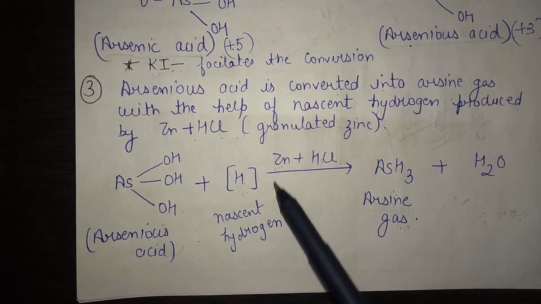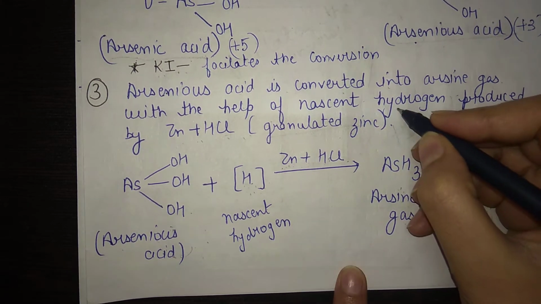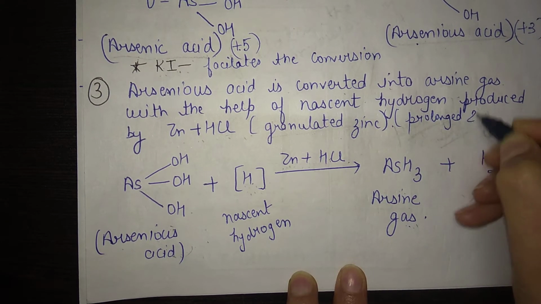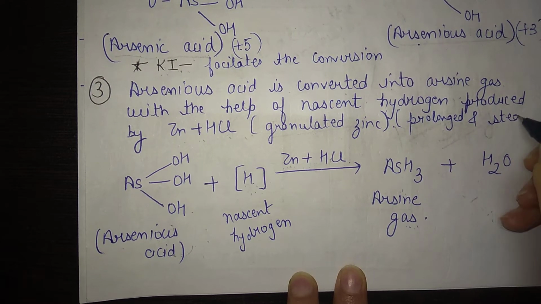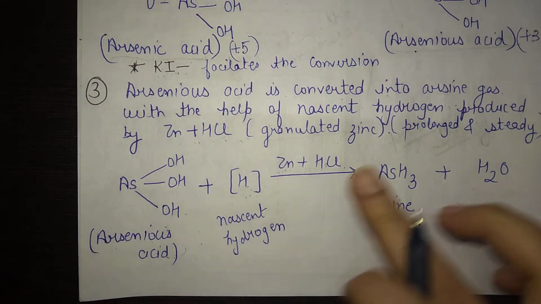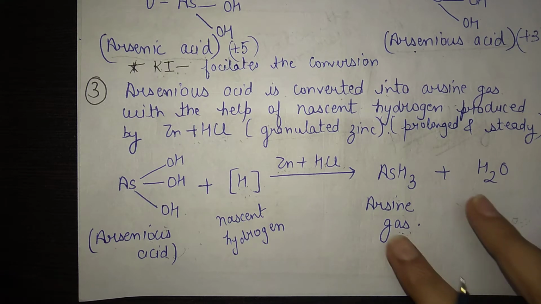Now the zinc which we will use in this reaction will be granulated zinc, because it helps in the prolonged and steady evolution of nascent hydrogen gas. So in this step, we have produced arsine gas.